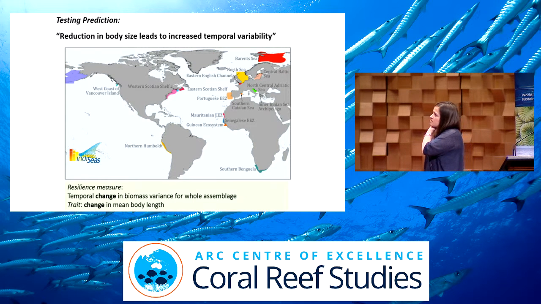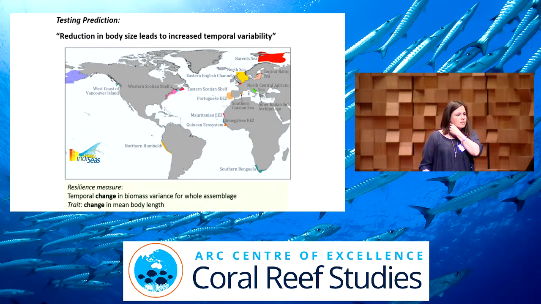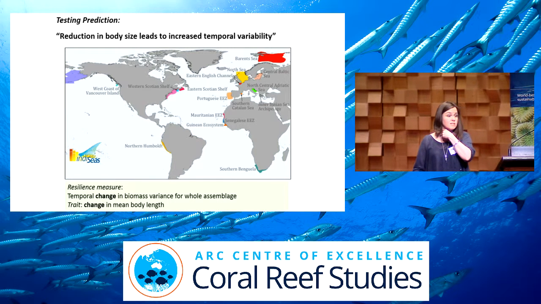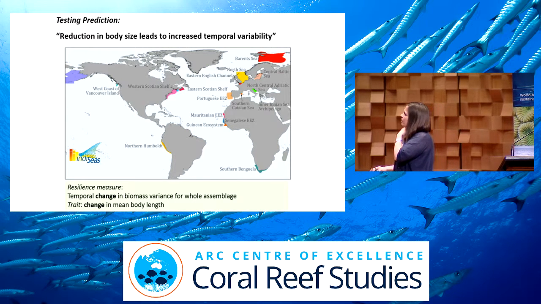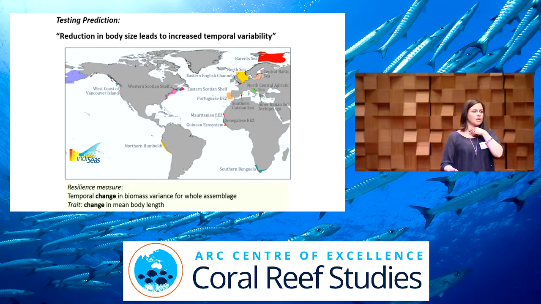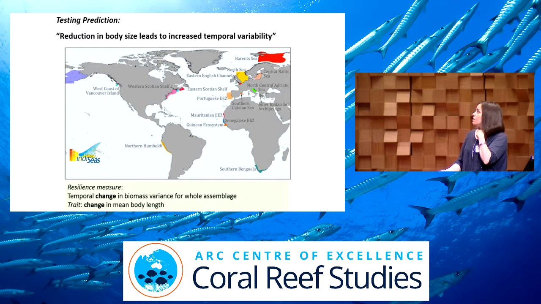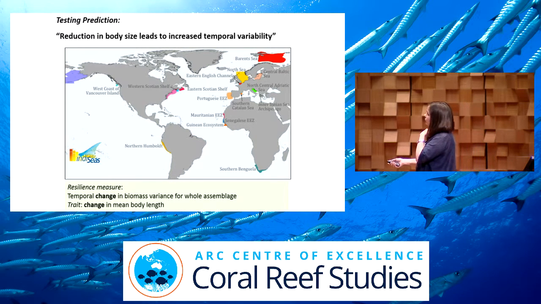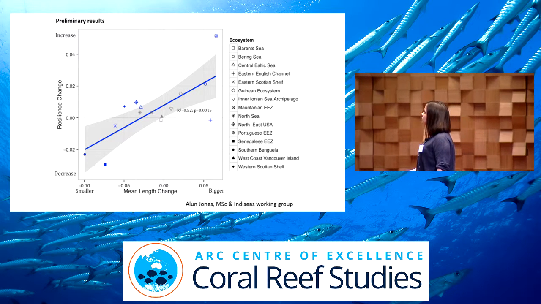One of the programs that I've been involved in for several years now is called Indices, and what we've been doing is compiling data on indicators for the effects of fishing. One of these indicators is actually mean body size or mean length. So we're going to think about that as a trait and see whether it can tell us anything about a change in resilience. Again, what we would expect to see here is that a reduction in body size would lead to increased temporal variability in the biomass. And that, at least for this preliminary data set that we've compiled, is what we see.